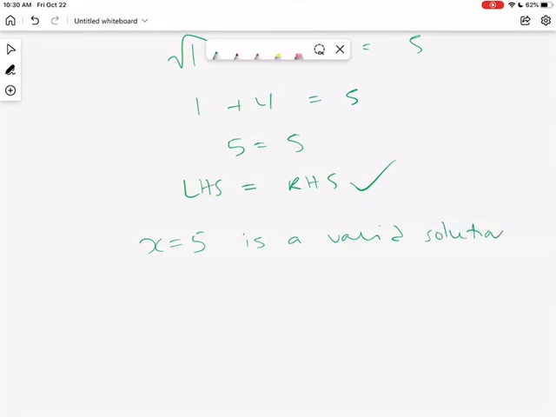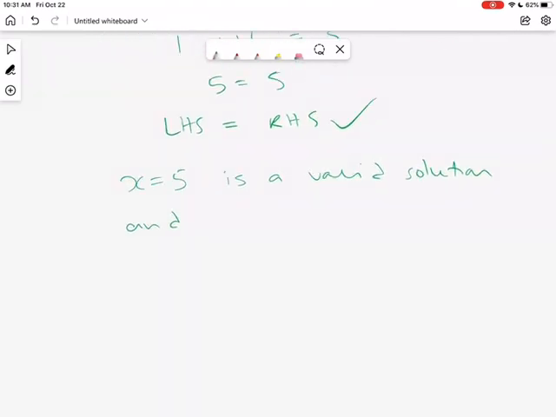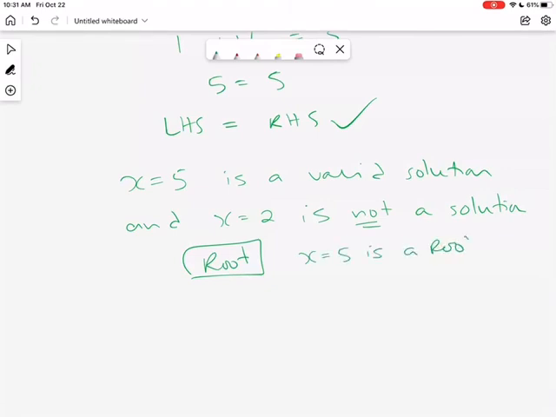Okay. And because of what we saw earlier from this situation, x equals 2 is not a solution. And in fact, we also use the word root to describe this. So I would say that x equals 5 is a root of this equation, and x equals 2 is not a root of this equation.